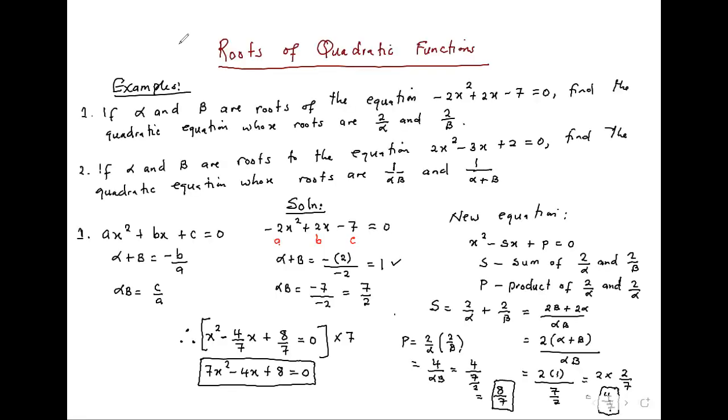Question 2. We have 2x squared minus 3x plus 2 is equal to 0. Then we find alpha plus beta. That will be 3 over 2. Then alpha beta, that will be 2 over 2, which is 1.